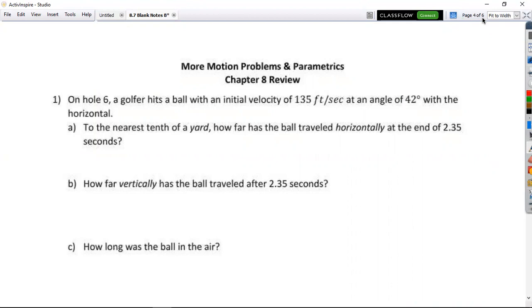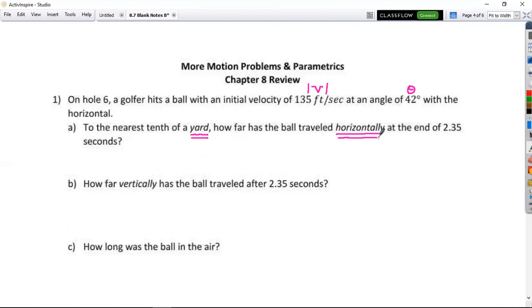So number 1 states that on hole 6, a golfer hits a ball with an initial velocity of 135 feet per second. So this from yesterday is the magnitude of your velocity. And you have an angle equal to 42 degrees, so that is theta with the horizontal. And to begin here, we want to determine to the nearest tenth of a yard, I wanted to give you one more that was like this: how far has the ball traveled horizontally at the end of 2.35 seconds? What do you have to do with this question?